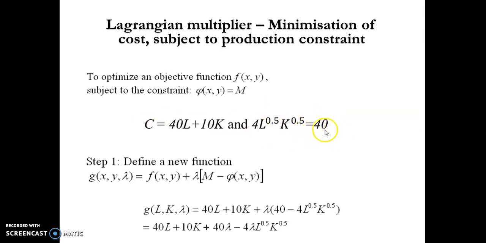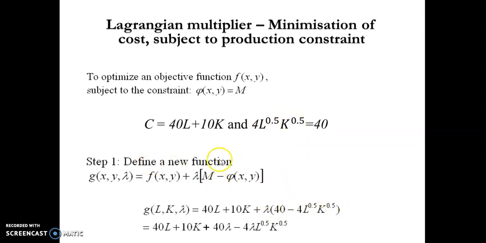So remember I said the first step is to define a new function. And how do we go about that? Well, first rearrange your constraint. So this is your M essentially, your constant. So remember I said take everything over to the one side such that you have M minus what was on the other side. So if you take this over, it's going to become 40 minus 4L to the power of a half, K to a half. And that is what you see over here.